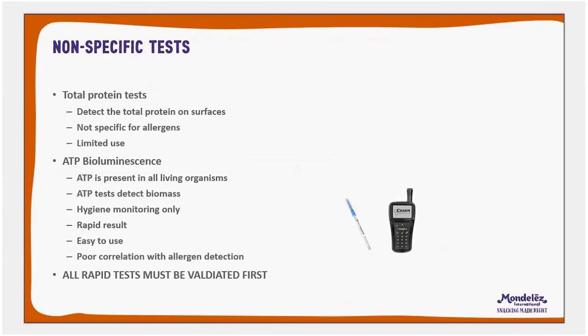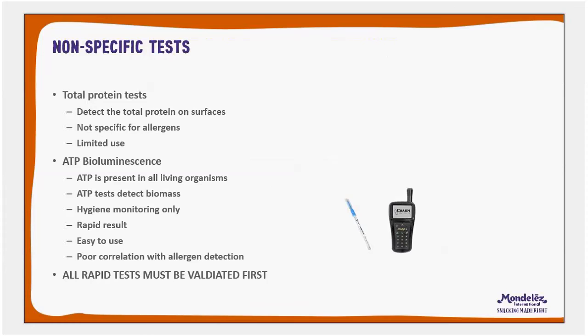When we think about some of the non-specific tests that I mentioned earlier, there are some total protein tests, and these will detect the presence of total protein. They're only used on surfaces, so cleaned surfaces. They're not specific, as I said, for allergens. So to be honest with you, they have a limited use in this kind of setting.